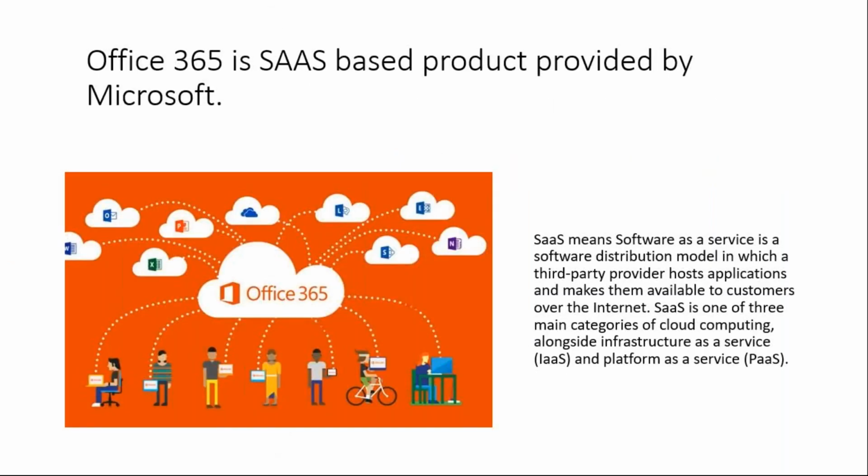Office 365 and Microsoft 365 are both the same now. Office 365 is a SaaS based product. For example, Gmail is a SaaS based product, and Yahoo is a SaaS based product. SaaS means software as a service. This is one of the components in cloud computing, like IaaS and PaaS. IaaS is infrastructure as a service, and PaaS is platform as a service. These are the three components in cloud computing technology.